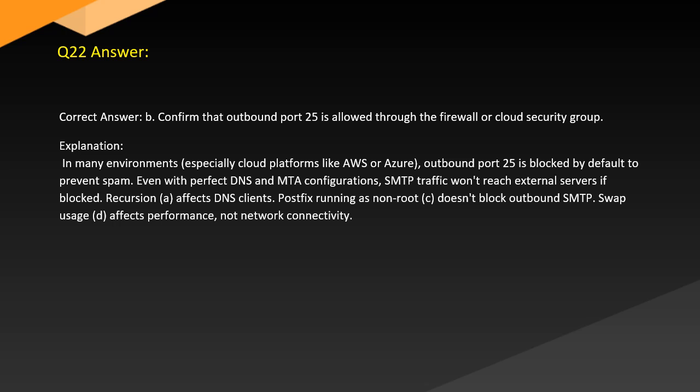Answer. Correct answer: B. Confirm that outbound port 25 is allowed through the firewall or cloud security group. Explanation. In many environments, especially cloud platforms like AWS or Azure, outbound port 25 is blocked by default to prevent spam. Even with perfect DNS and MTA configurations, SMTP traffic won't reach external servers if blocked.